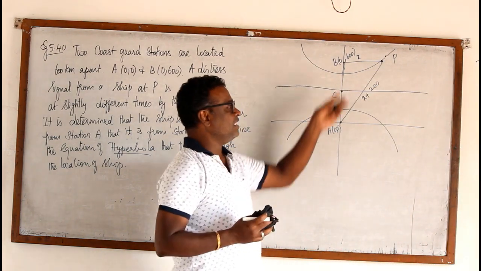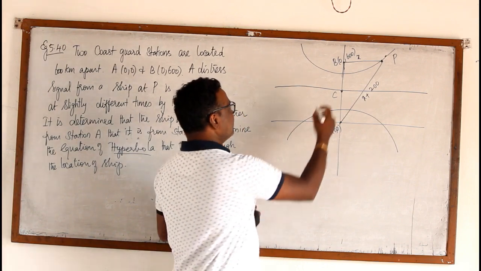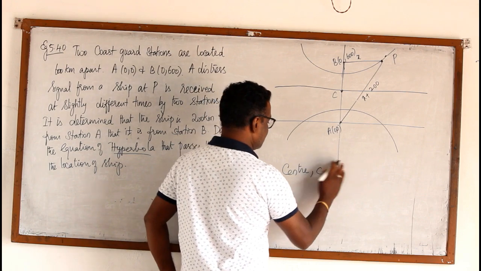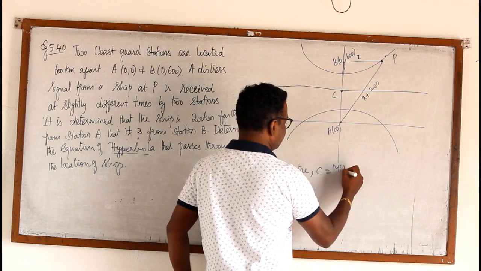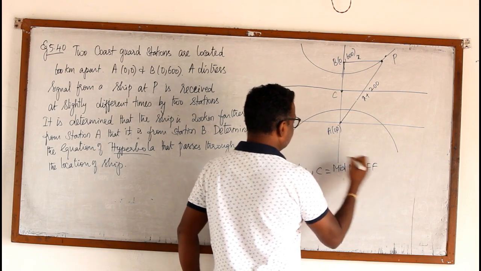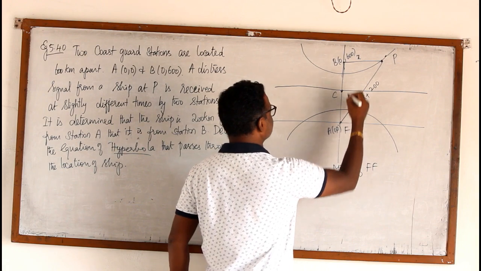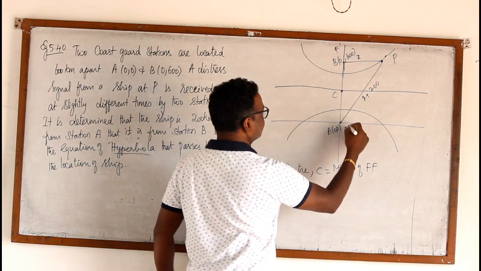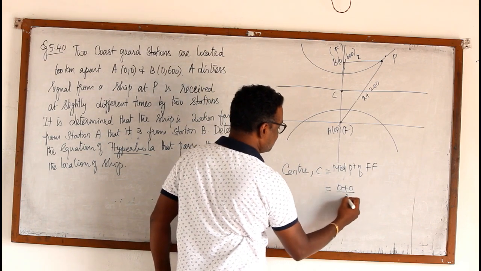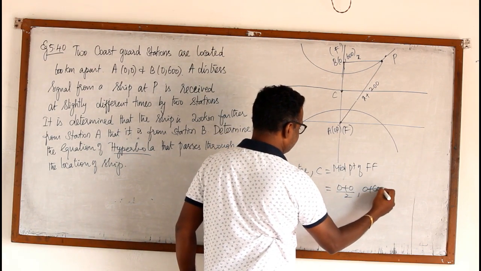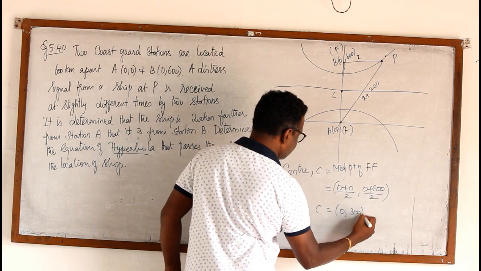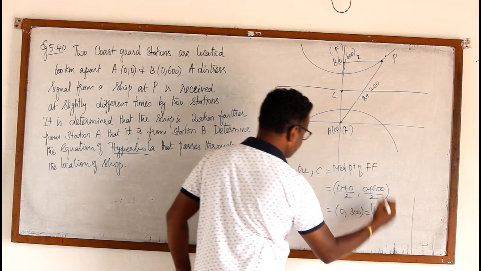Now I have to find out the equation of this hyperbola. First we shall find the center. Center C equals the midpoint of F and F dash. I told you these two are foci, so this is F and F dash. So this is (0 plus 0)/2, (0 plus 600)/2. So the center is (0, 300). This is our (h, k).